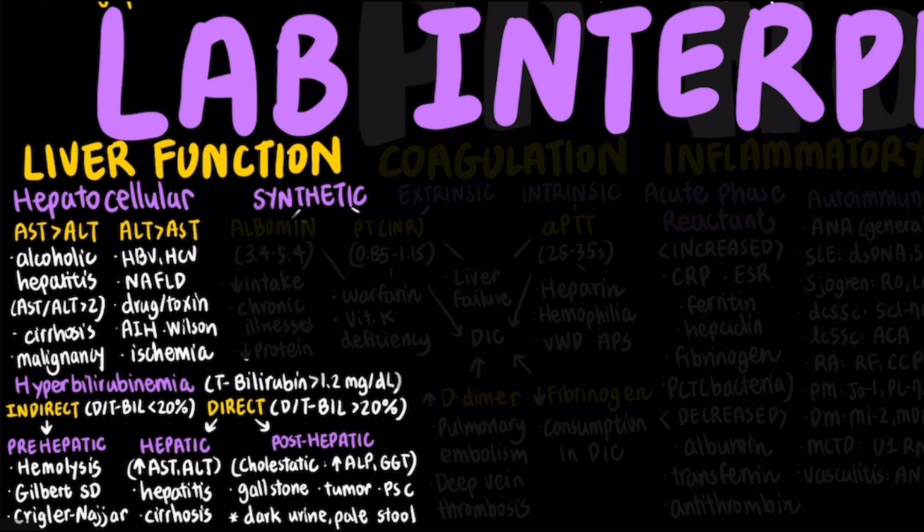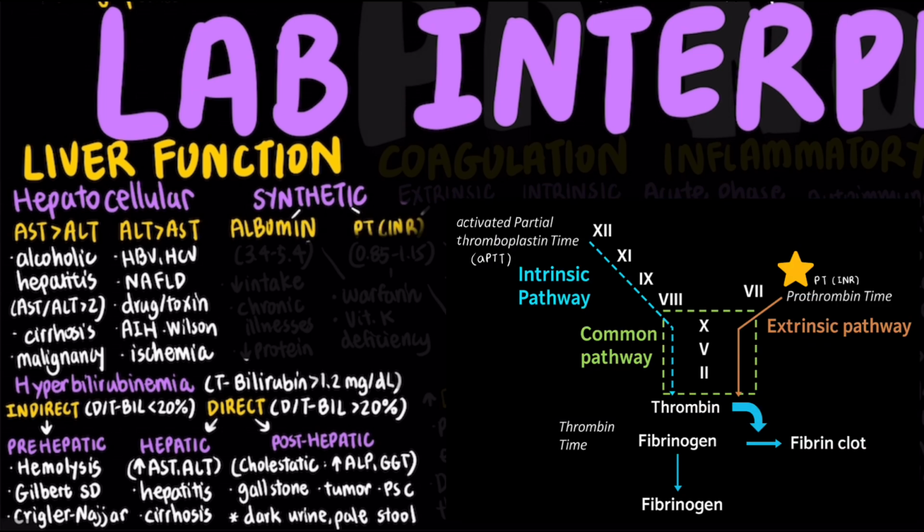We evaluate this with two main lab values, albumin and prothrombin time, or PT, which measures the extrinsic coagulation pathway, including several vitamin K-dependent clotting factors produced by the liver, and the International Normalized Ratio, INR, which standardizes PT results across different labs to make them comparable.